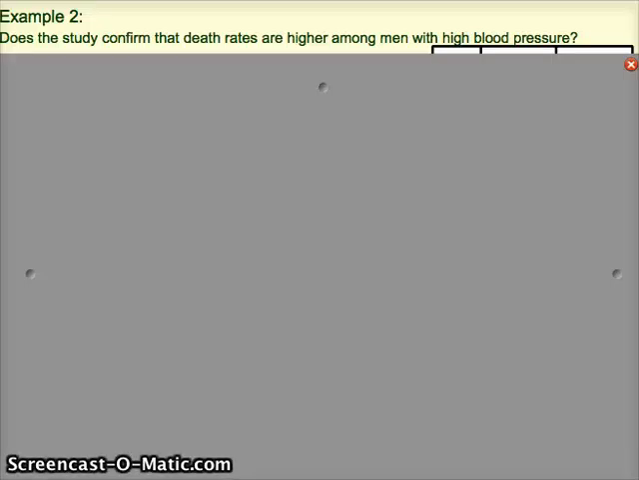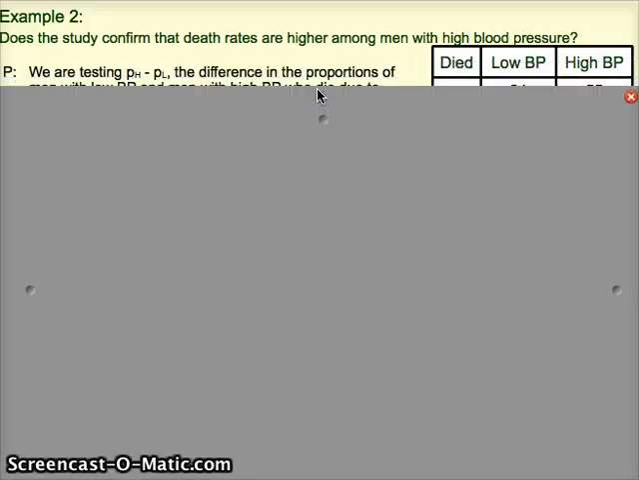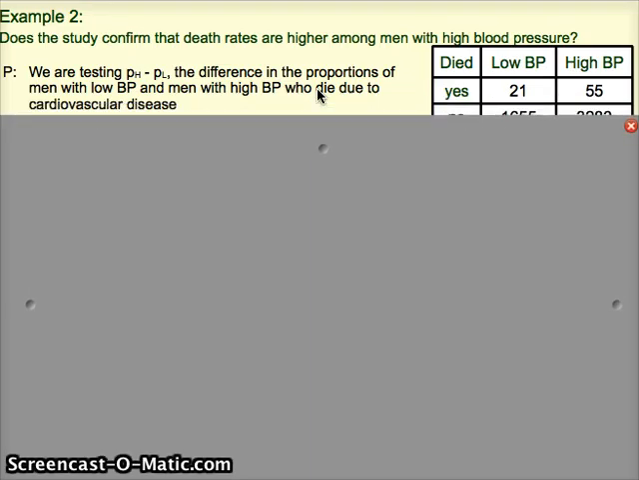All right, assume you did that. We're looking for a significant difference in these death rates. Is the death rate higher for men with high blood pressure than it is for men with lower? So here we're not estimating. Let's keep track of what we're doing here. We're testing for a difference.